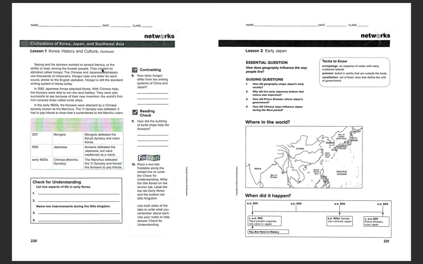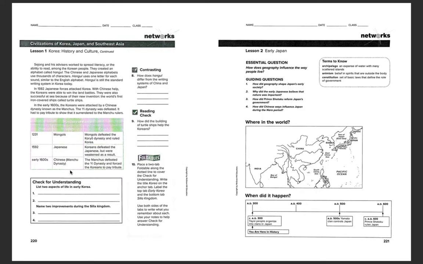Let's look at question number 9 right here. How did the building of turtle ships help the Koreans? The iron-covered ships helped Korea defeat the Japanese in sea battles, or in a sea battle, let's see.